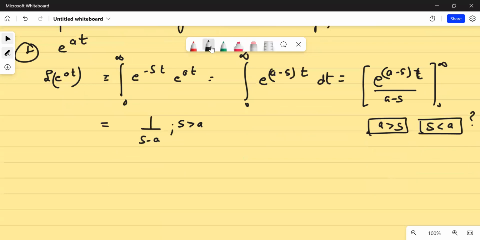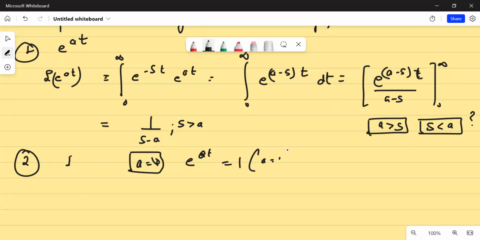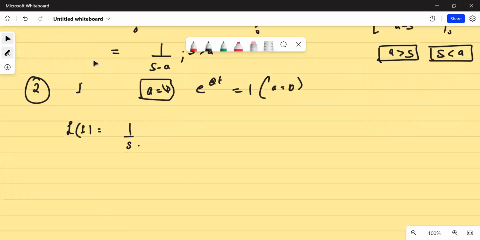Now, second case, let us take another case. For example, if I want to find the Laplace transform of 1, all I need to do is place a equal to 0 here. So e to the power at, with a equal to 0, will be 1. And if you place a equal to 0, your Laplace transform of 1 turns out to be 1 upon s. It is as simple as that.